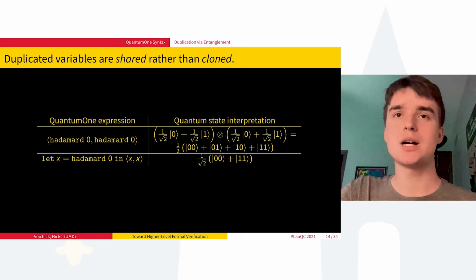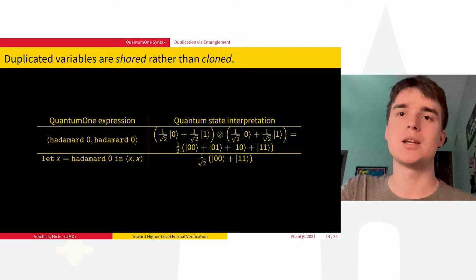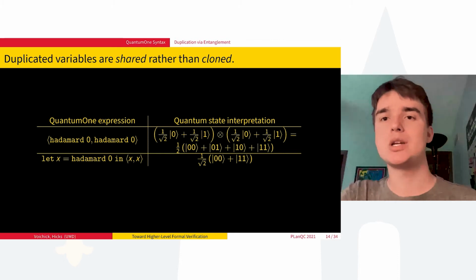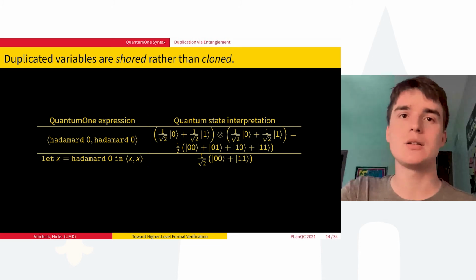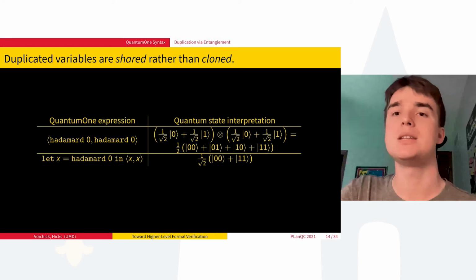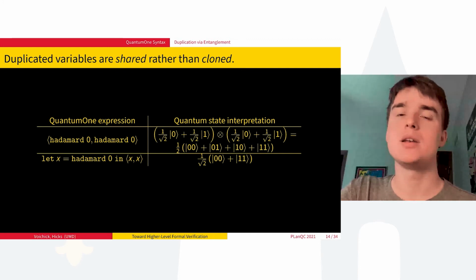One interesting property of this language is the way that duplicated variables are shared rather than cloned. Many languages distinguish between classical and quantum data, and for quantum data they use linear types to prevent duplication. In Quantum 1, however, duplication is allowed, but it's treated as sharing rather than cloning. So in the last row of this table here, you can see that the variable x is used twice. It's used in a way that would be disallowed by linear types, but in Quantum 1 this is allowed and it produces an entangled pair.